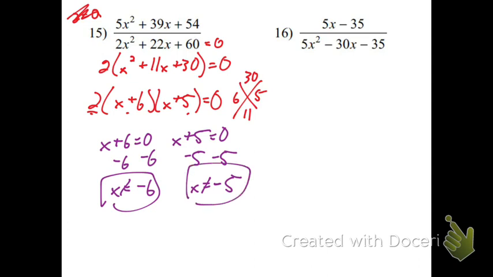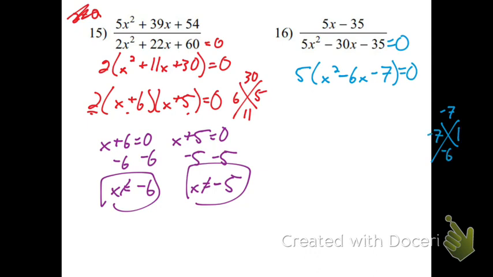Over here on number 16, the last problem, we're going to take out a 5. When we do that, we're left with x squared minus 6x minus 7. Now, since we're setting these equal to 0, we need to figure out two numbers that multiply to a negative 7 and add up to a negative 6. I believe that's negative 7 and a positive 1. So I have my 5, I have my x minus 7, I have my x plus 1. So I'm going to set each of these equal to 0. Not the 5, though, because that's just a number. Can't set a number equal to 0, because it's not. It's 5. It's not 0.